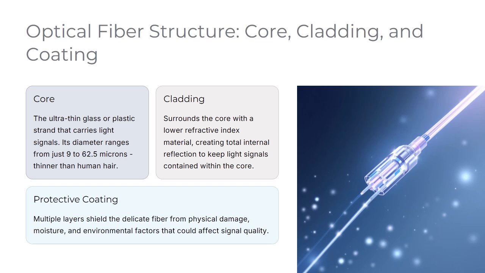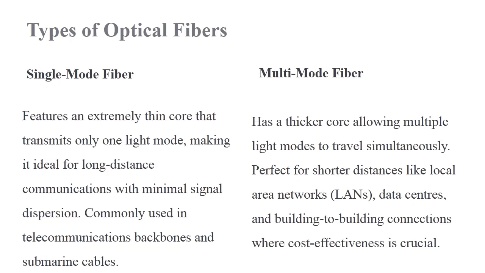The final one is the protective coating. The fiber may be damaged by physical damage or moisture. If the temperature rises, attenuation may occur inside the core. So to protect against all these things, we have a protective layer outside the fiber optic core.